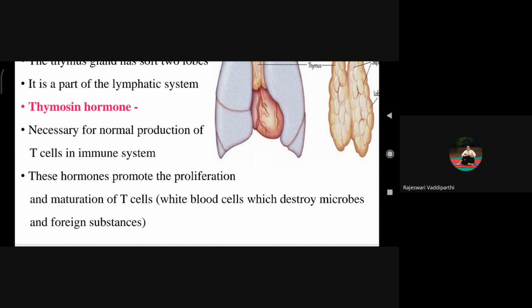T cells and B cells are types of cells of our immune system. This hormone promotes proliferation and maturation of T cells. Okay, so T cells are white blood cells which destroy microbes and foreign substances. That is how thymus gland contributes its role in the lymphatic system.